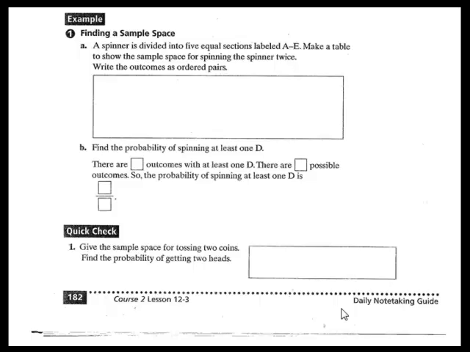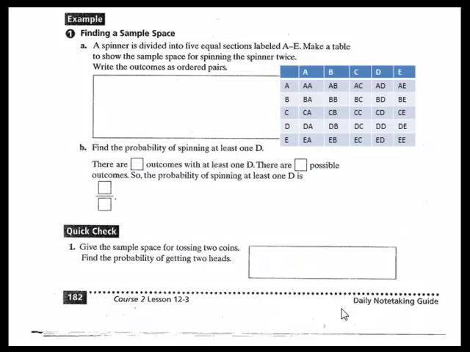Now we're going to go on to example number 1, finding a sample space. We're going to think about a spinner that's divided into 5 equal sections labeled A through E. We're going to create a table to show the sample space for spinning the spinner twice. Here's our table. Take a moment to copy down the table.